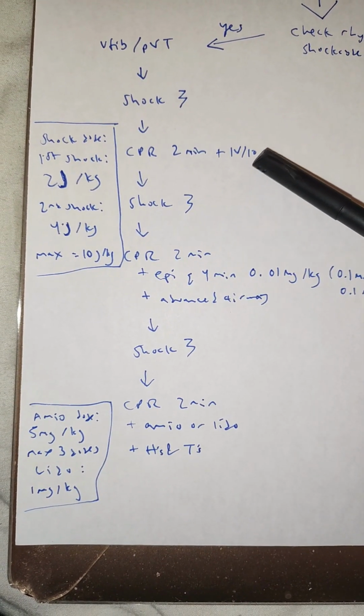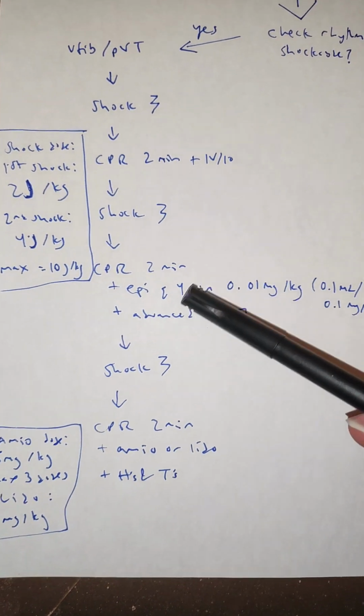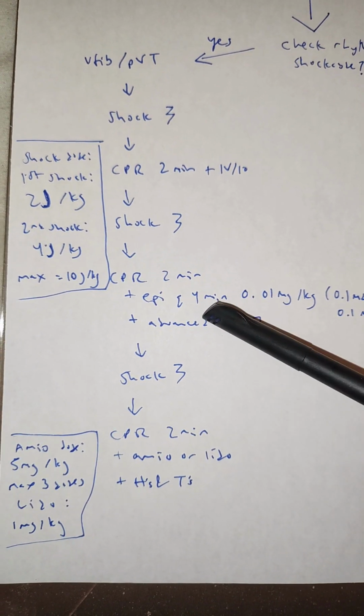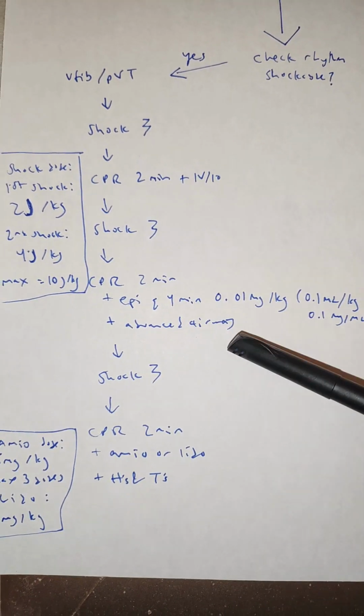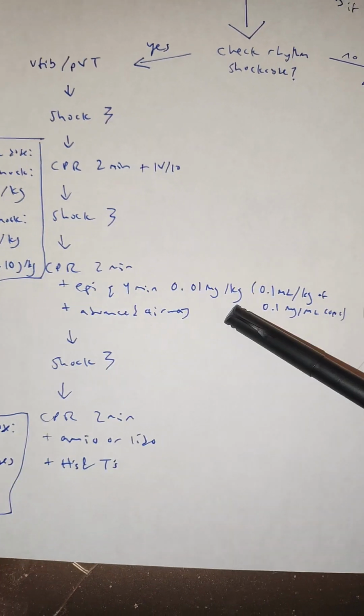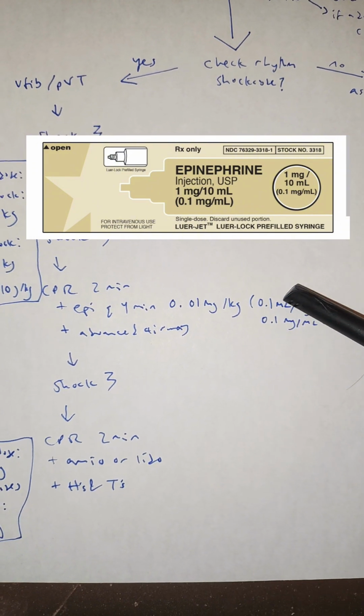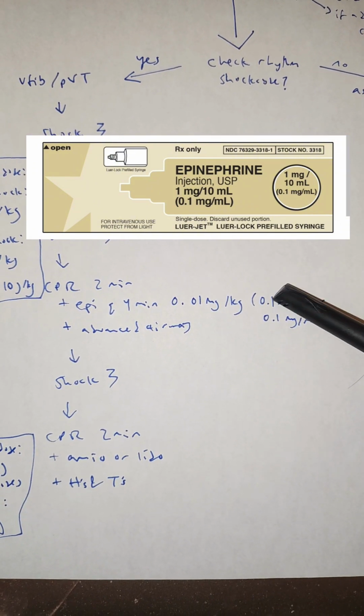Now that you already have IV or IO access, you want to give meds. The first med we always start with is epi. Epi is every 3 to 5 minutes, I just make it easy, 4 minutes. And what is the dose? The dose is 0.01 mg per kg. And if you have a concentration of 0.1 mg per ml, then the dose is going to be 0.1 ml per kg. So that's a very easy one.